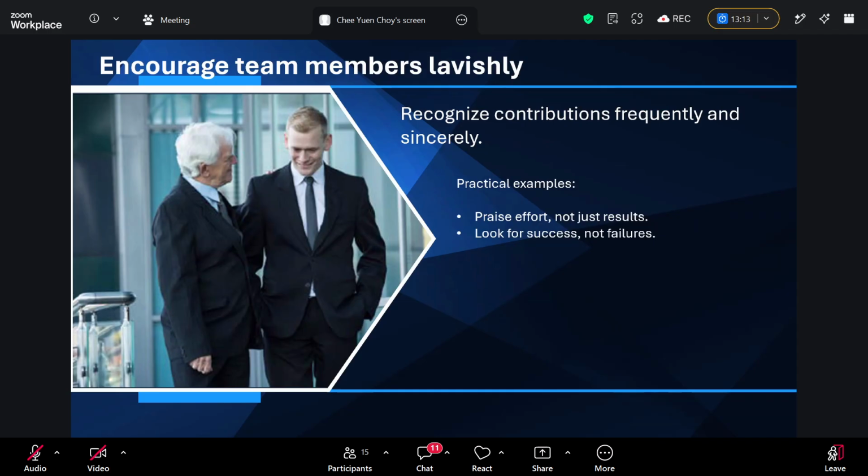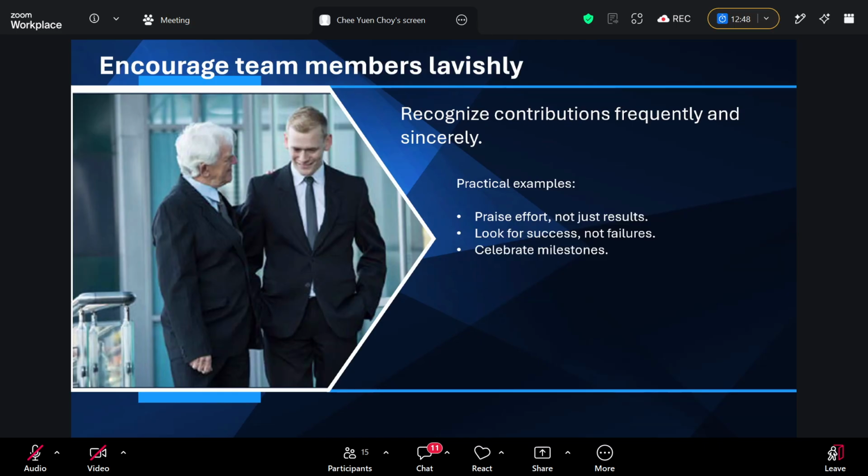Look for success, not failure. And this is my weakness also. I like to look for failure. And when I worked in Sony, that's why I had a lot of problems keeping people. But after I learned from Casey Michael, I changed. And that's why I believe I can keep many good people with me in Robert Bosch.